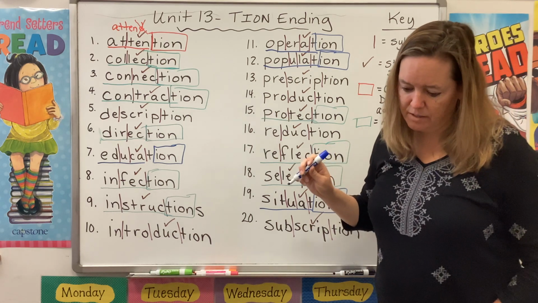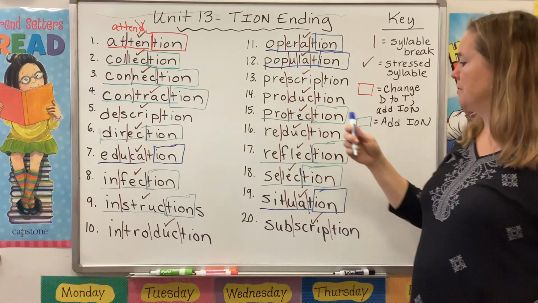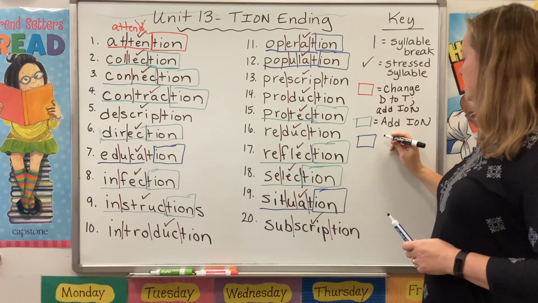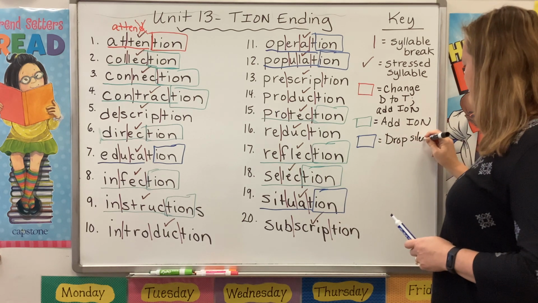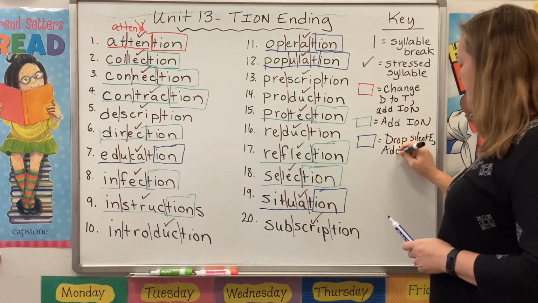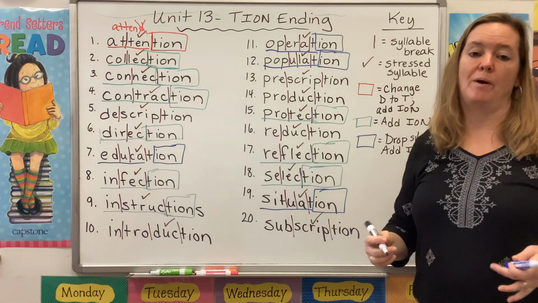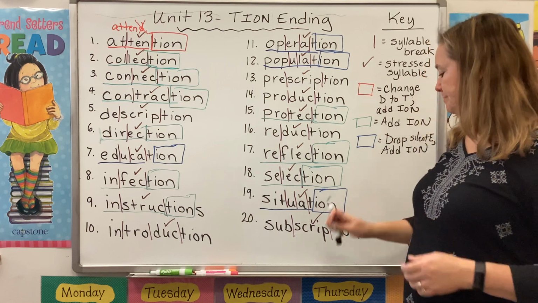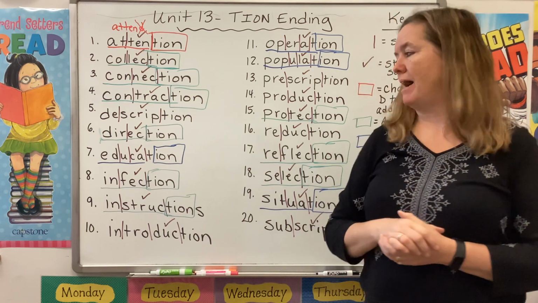So, did I get all of those? Drop the silent E. 1, 2, 3, 4. I think so. So for all of these, we drop the silent E, and then we add I-O-N. Notice we don't have to add T-I-O-N because we already had the T in the words. All right. So now I skipped number 5. Let's go back to that.